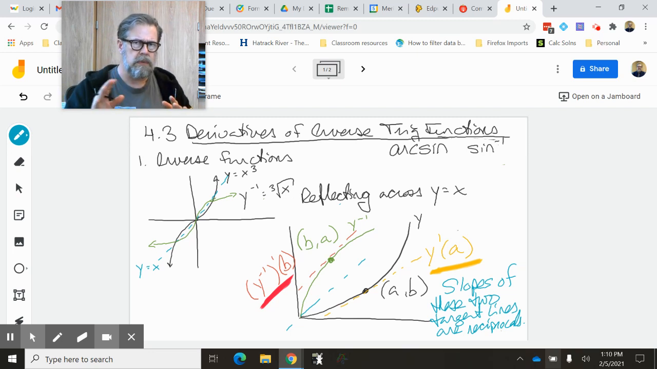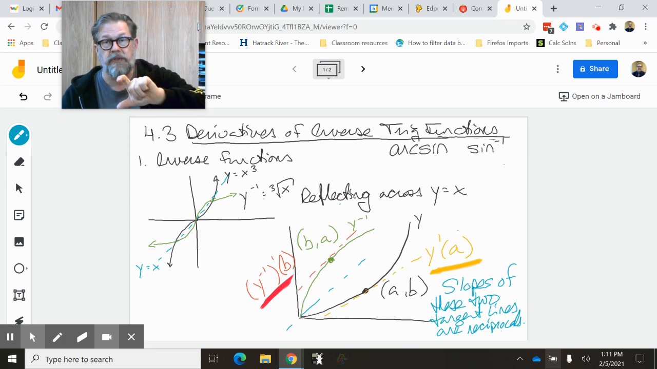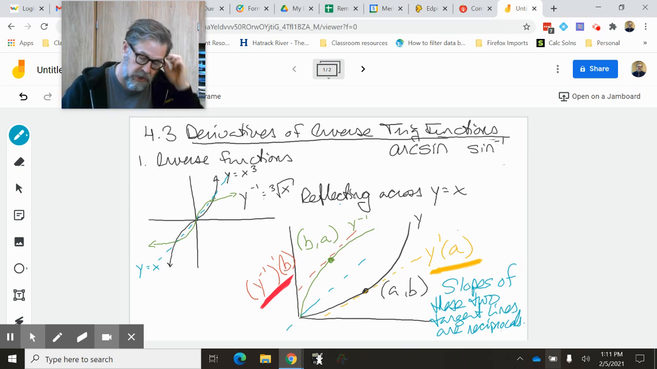Now, don't get this confused with a normal line where it's opposite reciprocal. No. This one's 2, that one's got to be a half. Well, other way around. This one's 2, that one's got to be a half. This one's 10, this one's got to be a tenth. When you reflect them, your x's and y's switch. So think of it as your change in y over change in x gets flipped and becomes change in x over change in y.